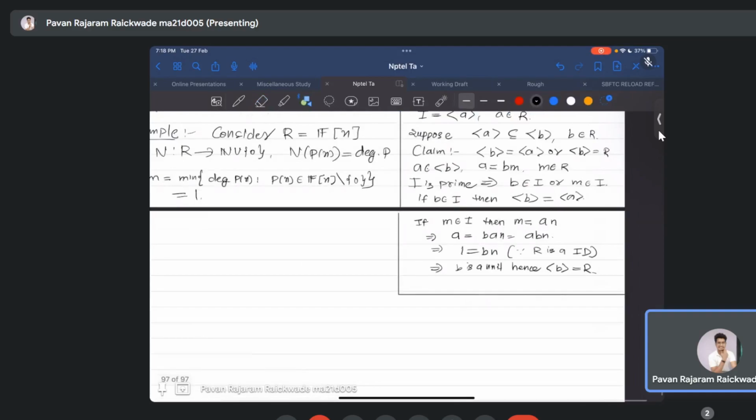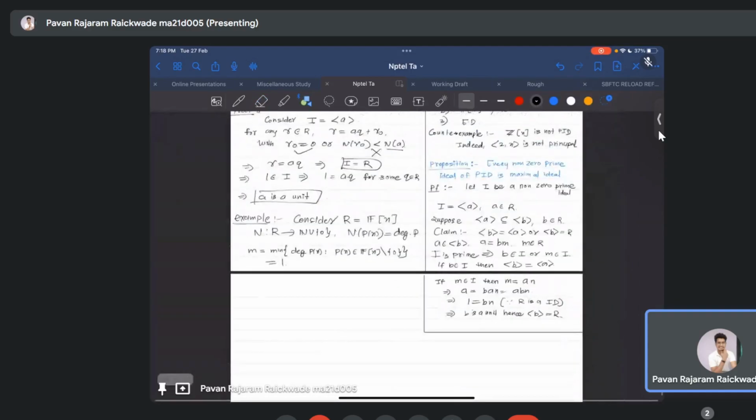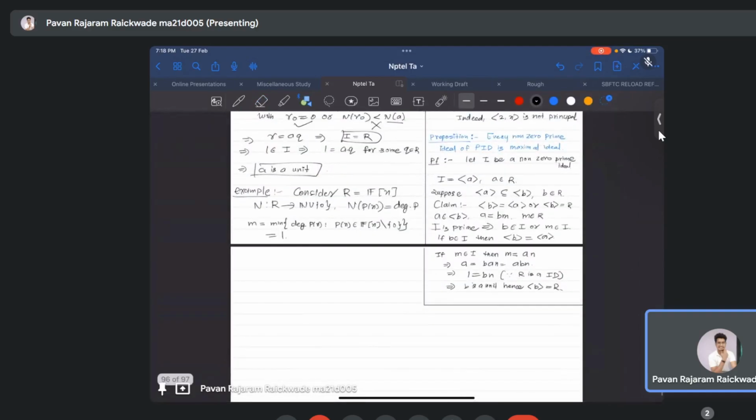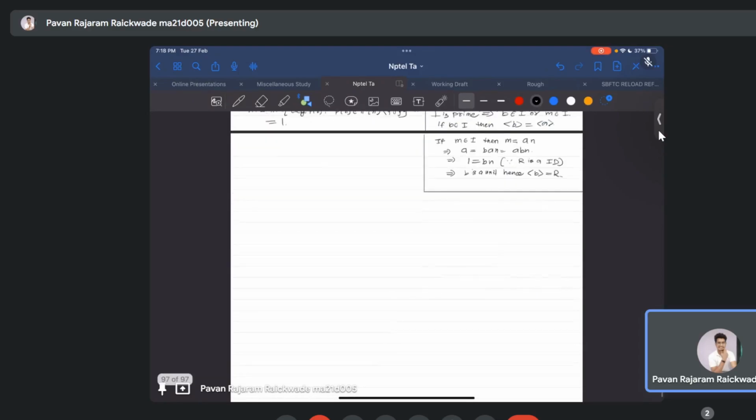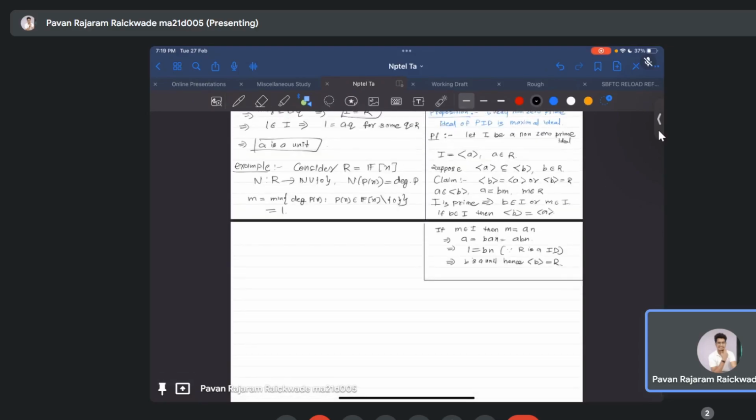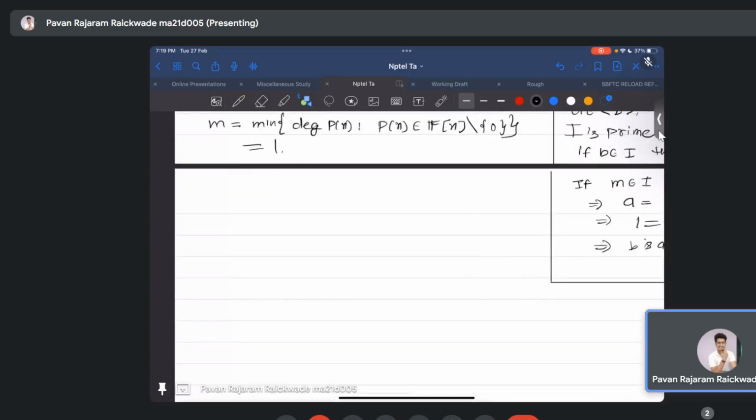Okay, so this is done. So I have shown that any ideal which contains I is either the whole ring R or I itself. Hence I is a maximal ideal. Basically, in a PID, every prime ideal is maximal. Right? So, an important corollary of the result is the following.